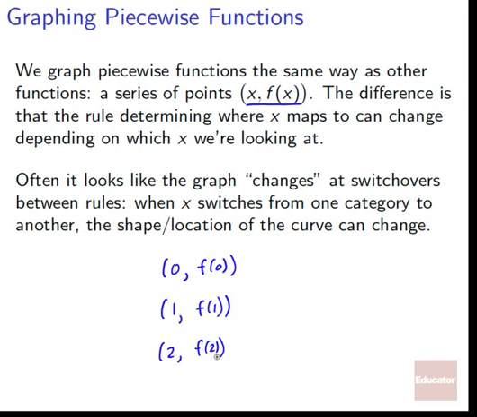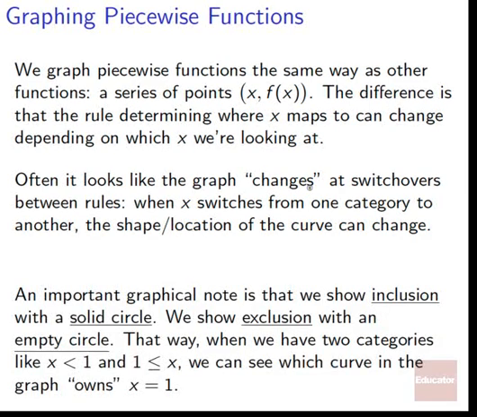The difference with a piecewise function is that the rule determining where x is going to map will change depending on which x we're looking at. So often it will look to us like the graph is changing at switchovers, that we are breaking from one thing to another, and in a way we are. We're switching between rules. So when x switches from one category to another, the shape or location of the curve can change because all of a sudden we're doing a new way of outputting things. It's not that nice smooth connection anymore because we're not working all through x squared. All of a sudden we're jumping from x squared to maybe x cubed minus 1, and we're going to see suddenly a new, totally different kind of output when we change categories.